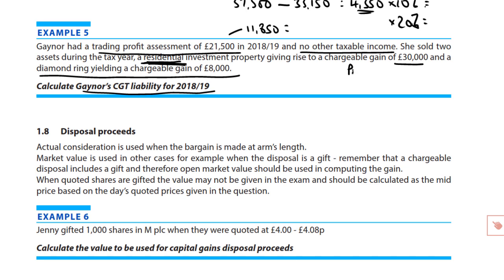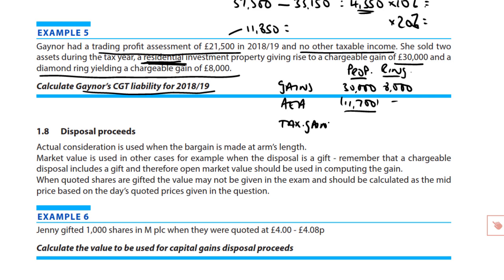So this time you would set up, well, again, it's only a working here. You'd only write this out properly if you were doing it in a Section C question, which is probably not that likely. But you got your property, you got your ring, you've got your gains, 30,000, 8,000. We have one AEA. Where do we put it? Most definitely against the property gain. 11,700 against that. Nothing against the ring. To bring you to your taxable gains.